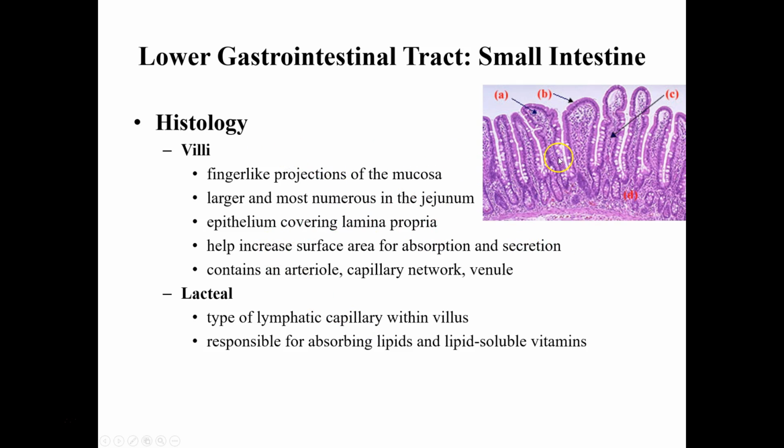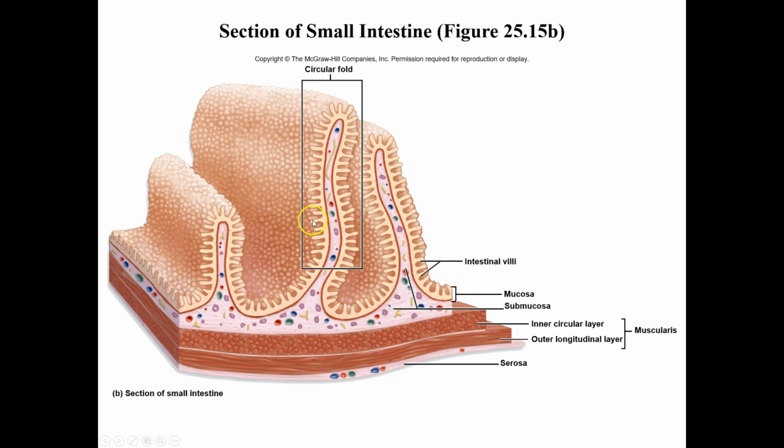On top of those circular folds, we have tiny little villi. Villi are finger-like projections that increase the surface area. Within those villi, we also have capillaries, lymphatic capillaries called lacteals. Lacteals help us to absorb the fatty materials, lipid-soluble materials, so that we can then utilize those nutrients. And there you can see the circular folds even better with those villi sitting out on each of them.